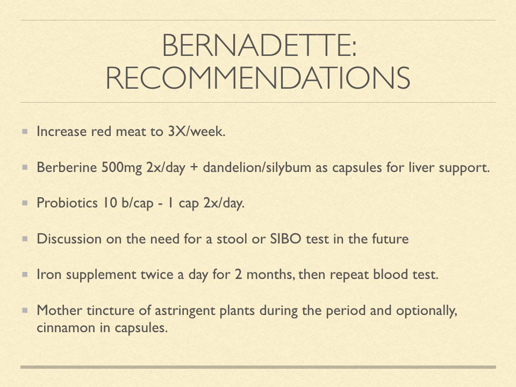So berberine and liver support to clean up the gut, probiotics because we're trying to put good bacteria there. We discussed doing either a SIBO test or a stool test in the future. And we started some tinctures of astringent plants like Capsella and yarrow to take during the period, and cinnamon capsules to try and dry up the period a bit because she's not really taking the iron very well.